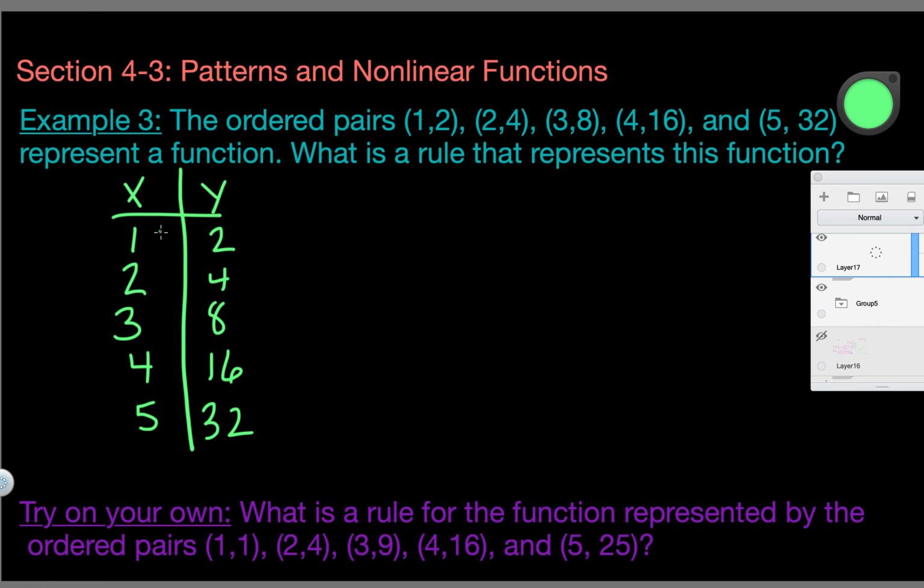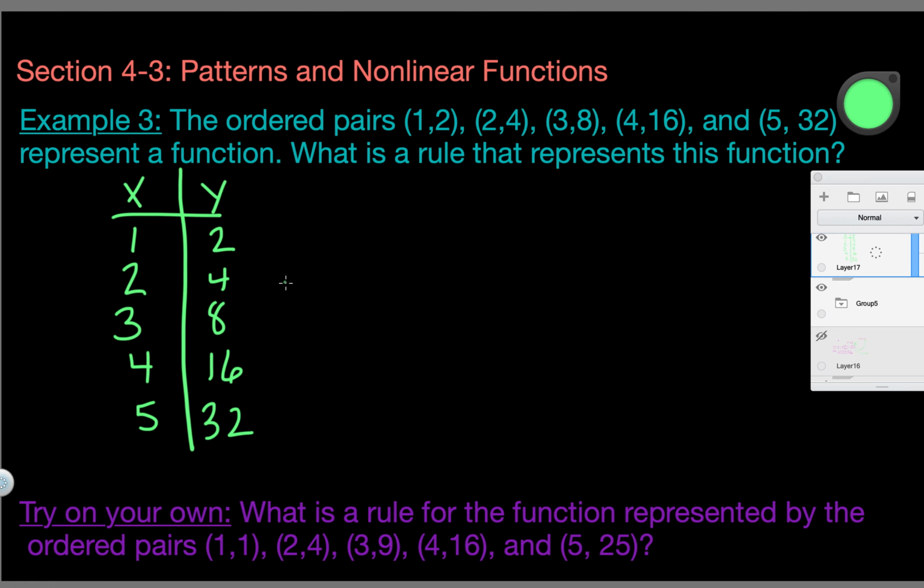So from 2 to 4, we add 2. From 4 to 8, we add 4. From 8 to 16, we add 8. From 16 to 32, we add 16. So there's no constant change, but I do see a pattern. Whatever our y is, we're doubling it, correct? So it has to do with something with 2. We're multiplying it by 2, aren't we?